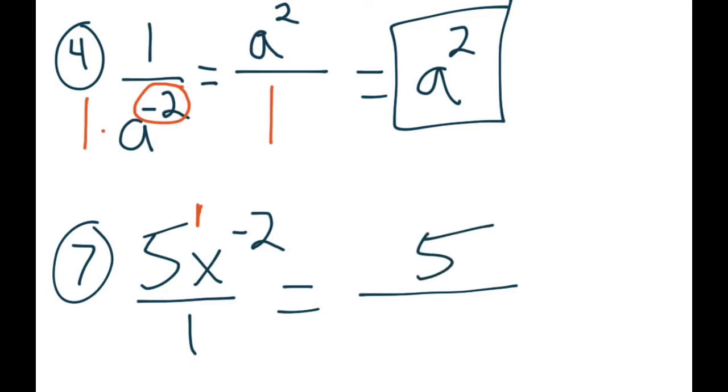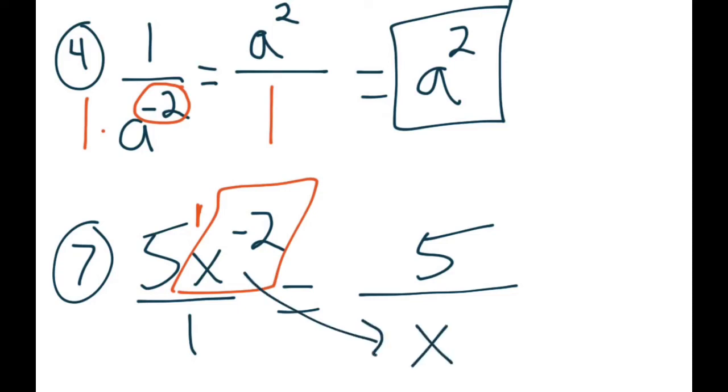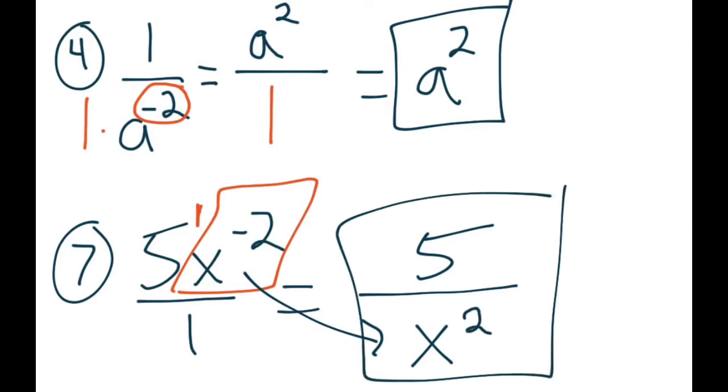Now let's look at the x to the negative 2. This one has a negative exponent. So that means the x is going to travel to the bottom, and then the exponent, instead of being a negative 2 after we traveled, is going to turn to a positive 2. So that would be the answer, 5 over x squared.